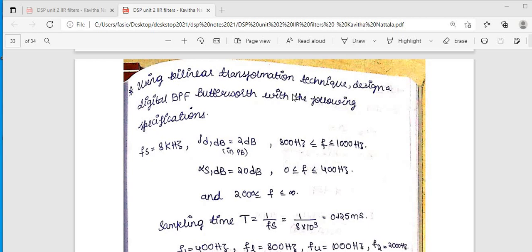They gave Fs. What is Fs? The sampling frequency, 8 kilohertz. It is in hertz, students. What you have to do is convert into radians per second, right? Till now, in whatever problems we have done, it was given in radian per sample. Now this is the question in which it is given in kilohertz.